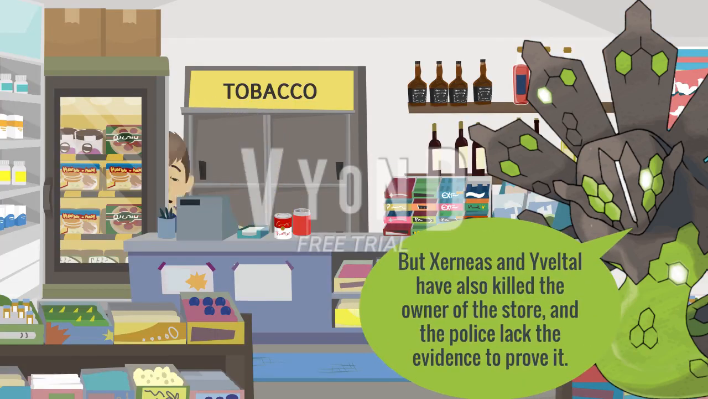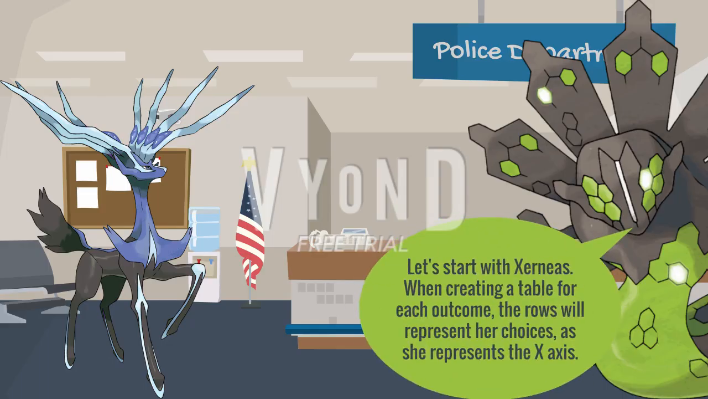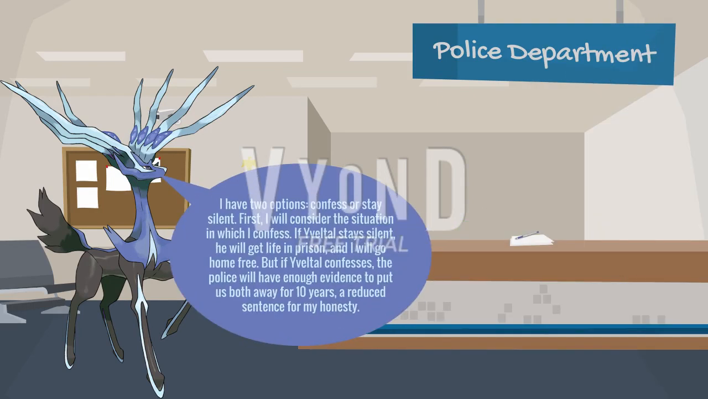But Xerneas and Yveltal have also killed the owner of the store, and the police lack the evidence to prove it. The prisoners will receive one of four sentences depending on what they and their fellow prisoner do. Let's start with Xerneas. When creating a table for each outcome, the rows will represent her choices, as she represents the x-axis. I have two options, confess or stay silent.